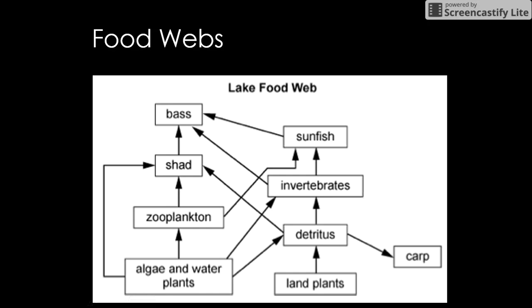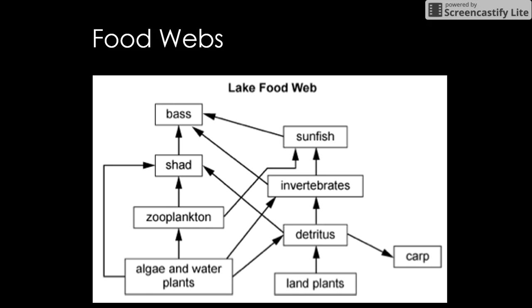So A, removing the carp. Removing the carp would get rid of a competitor because invertebrates eat this thing and so do the carp. Arrow is pointing at the carp. Arrow is pointing at the invertebrates. So if we remove the carp, that's going to increase our invertebrates. So that would not be true.